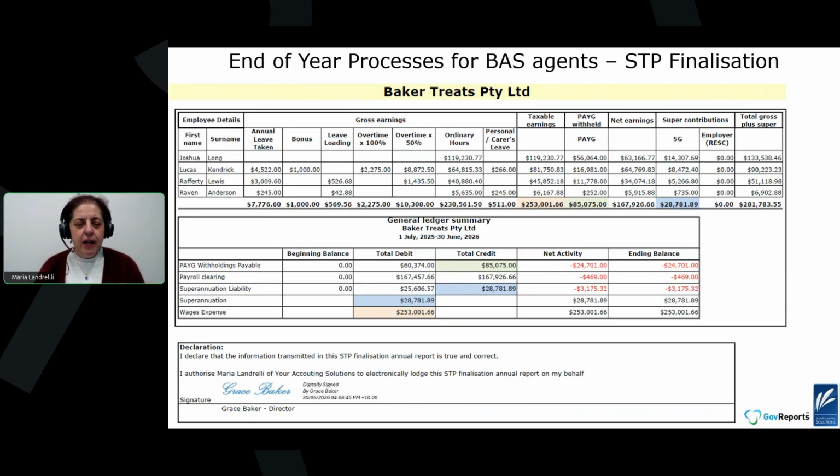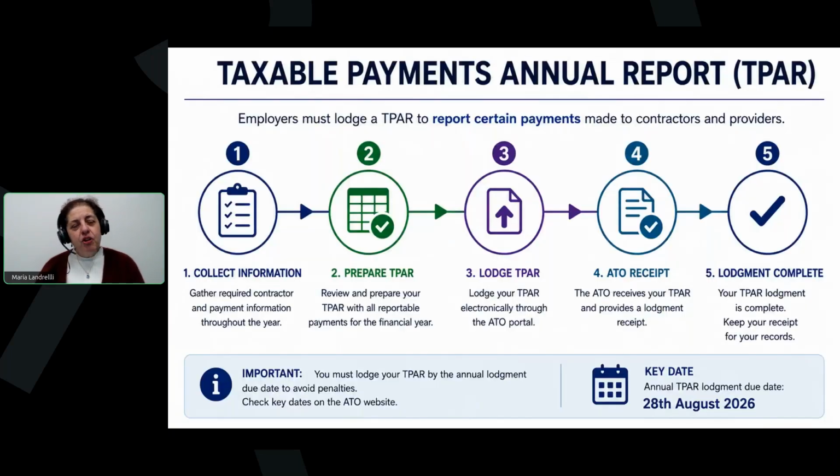Now that is going to change from the 1st of July because he's also got to pay the super electronically within 7 days rather than quarterly, but that's another story. So that pretty much covers the STP.